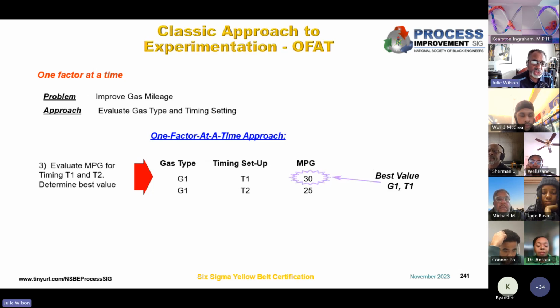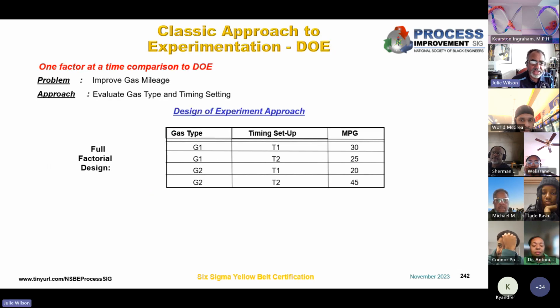Now you want to confirm which timing setting is best. So you use gas type 1, timing setting 1. Of course, you got 30 miles per gallon the first time you ran that. Now you run gas type 1 and timing setting 2, and you get 25 miles per gallon. So what's your conclusion? What's the best combination of settings? In this case, you say we use gas type 1 and timing setting 1, and you're going to get 30 miles per gallon. That's the conclusion you draw, that this is your best setting for getting the most gas mileage. And it kind of makes sense, except you're missing something.